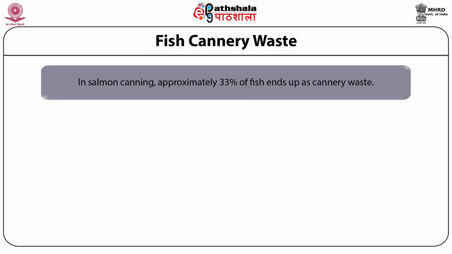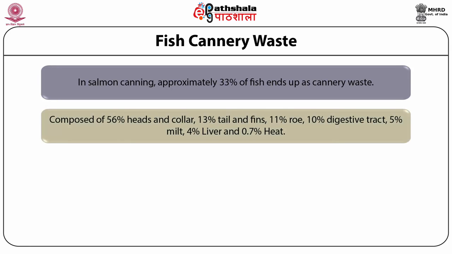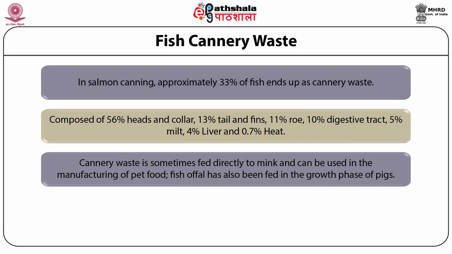In salmon canning, approximately 33% of the fish ends up as cannery waste. This is composed of 56% heads and collars, 13% tail and fins, 11% roe, 10% digestive tract, 5% milt, 4% liver, and 0.7% heart. Cannery waste is sometimes fed directly to mink and can be used in the manufacturing of pet food. Fish offal has also been fed in the growth phase for pigs.